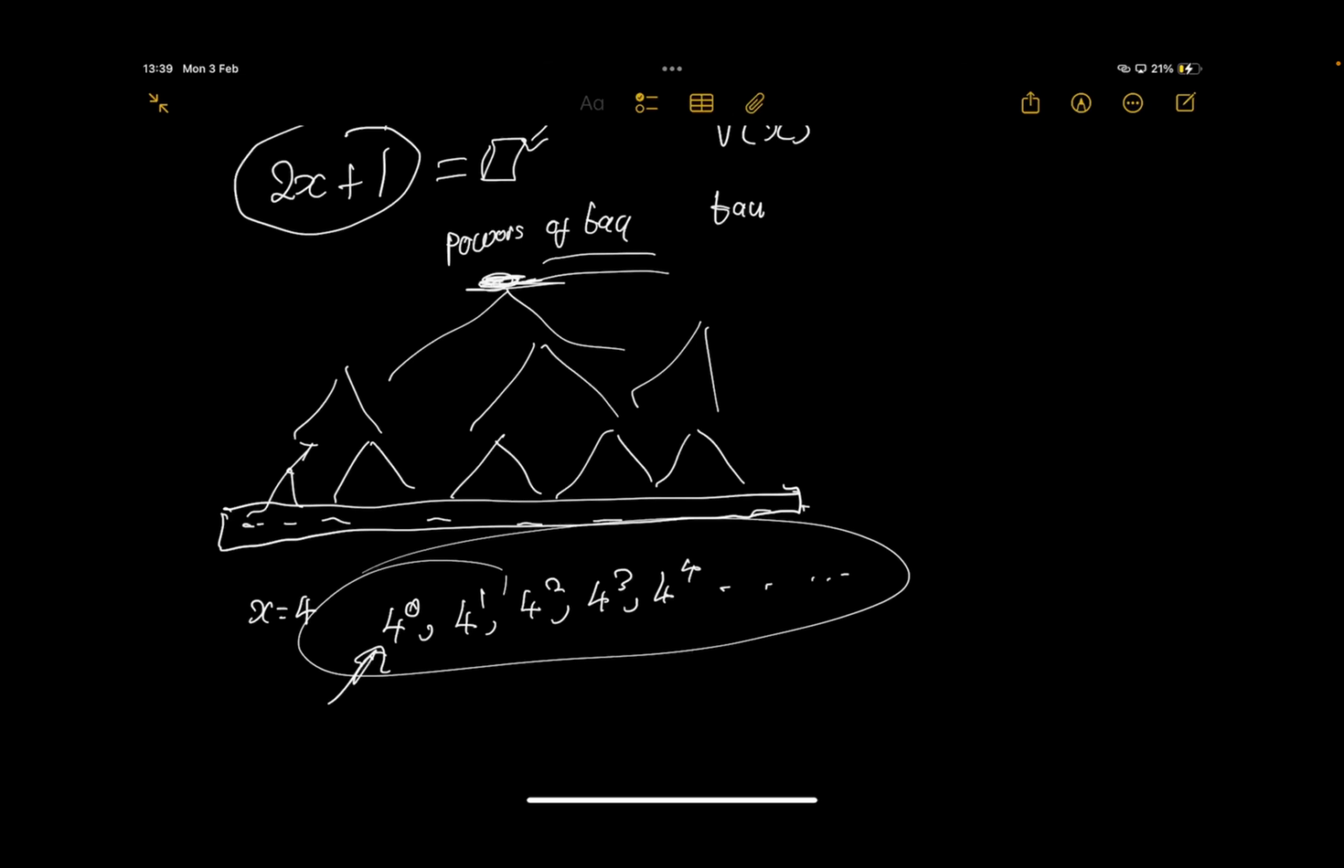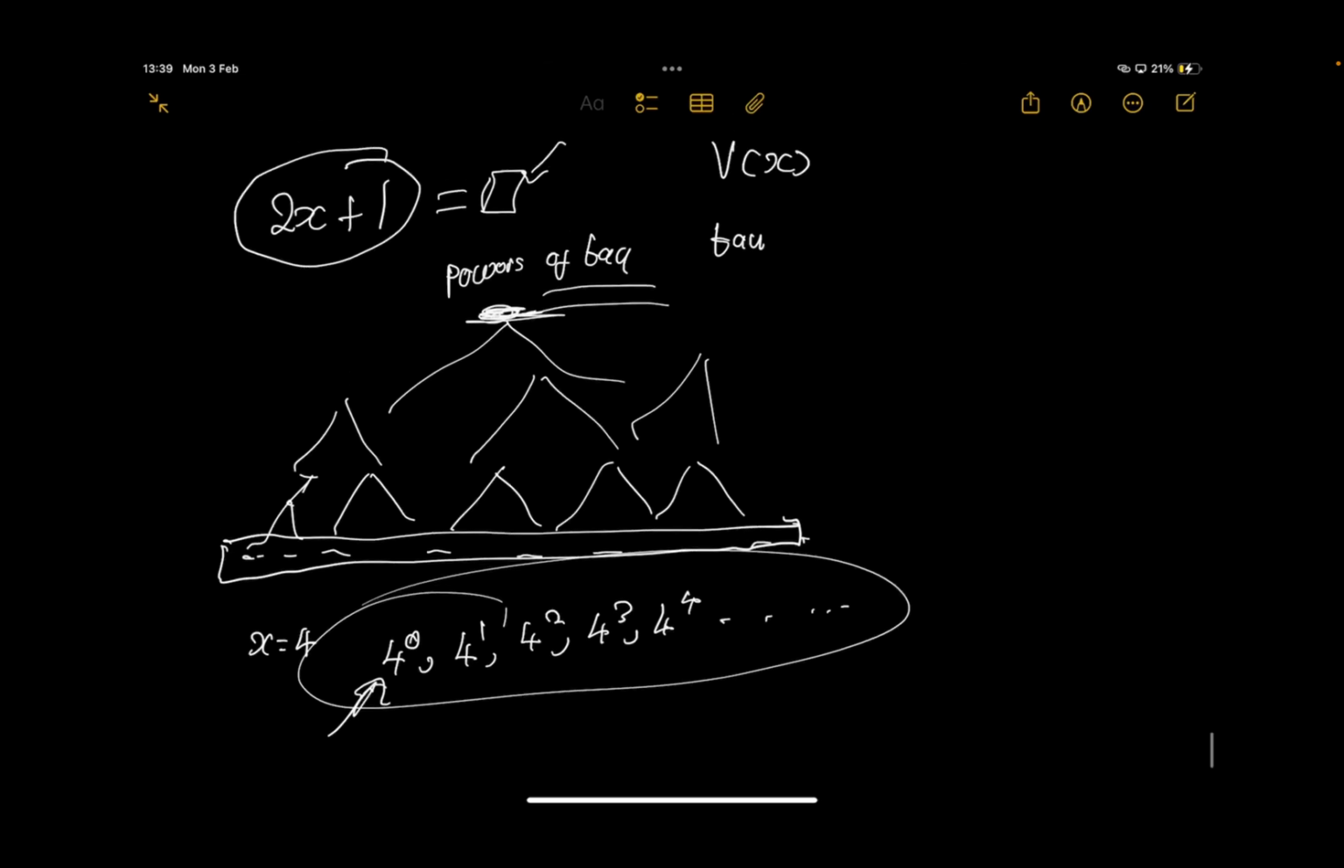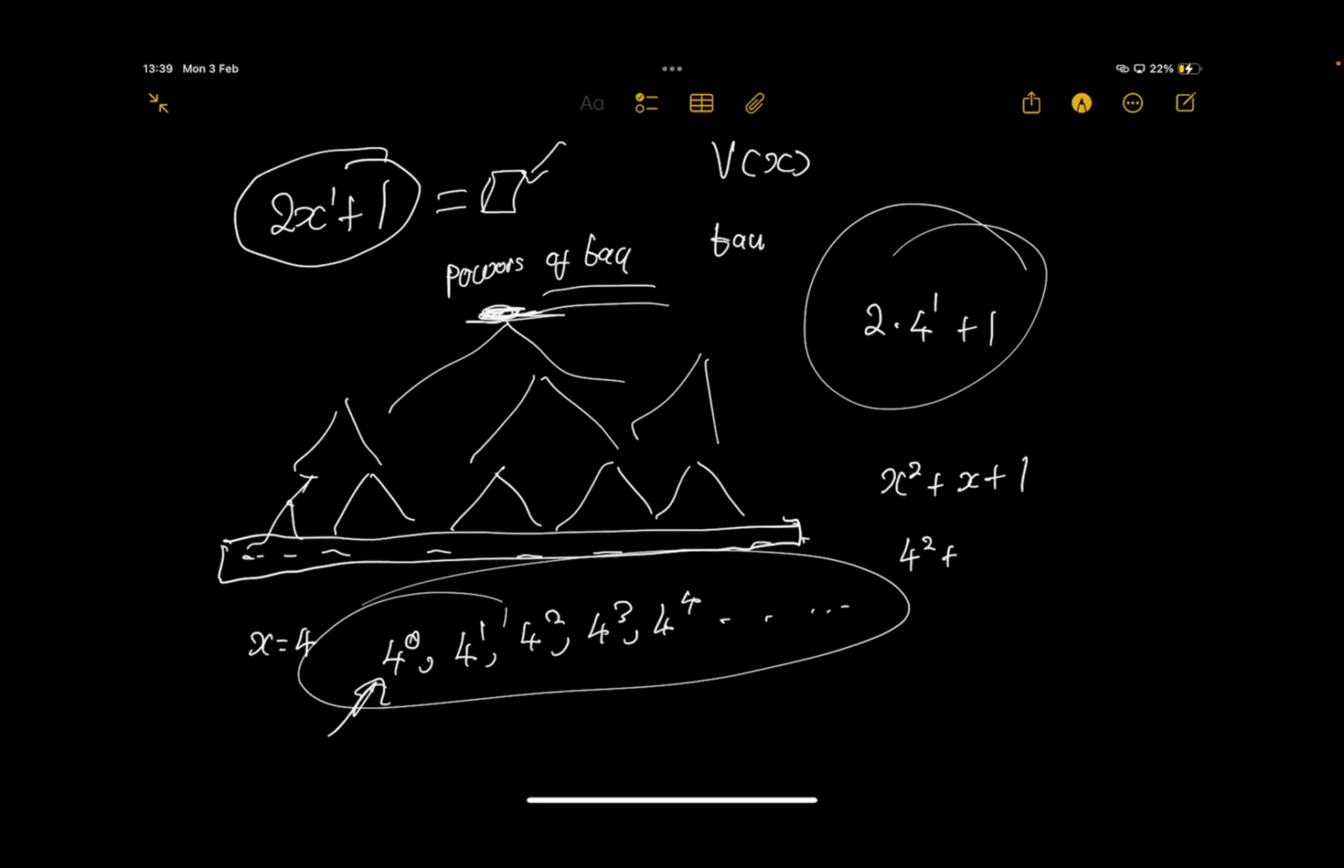But when we evaluate this at the powers of tau, we don't get one value. You evaluate it based on the degrees of x. So this will be 2 times 4 raised to the power of 1, since it's x raised to the power of 1. If it was x squared plus x plus 1, it will now be 4 to the power of 2 plus 4 to the power of 1 plus 1. Oh, so it's just the x values, the powers of all the x values.